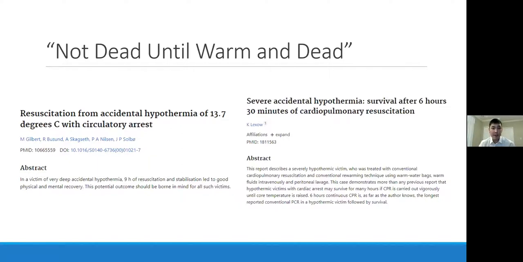At the hospital, she was found to be 13.7 degrees, and she was rewarmed with cardiopulmonary bypass. And by the time she was stable enough to be transferred to ICU, it had been about 9 hours of resuscitation. Despite that, she made good physical and neurological recovery. There are many other similar case reports of prolonged hypothermic arrest patients surviving with good neurologic outcome. And some commonalities between the cases include a very young age, lack of comorbidities, and quick cooling.